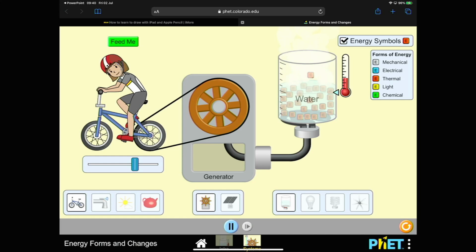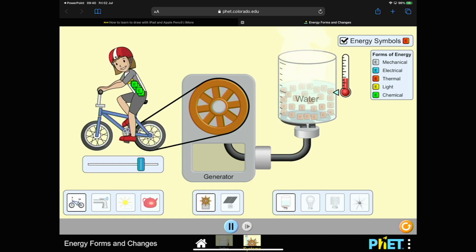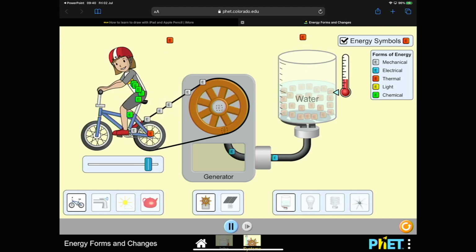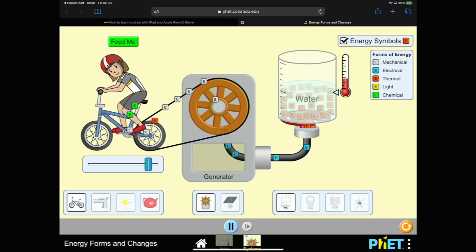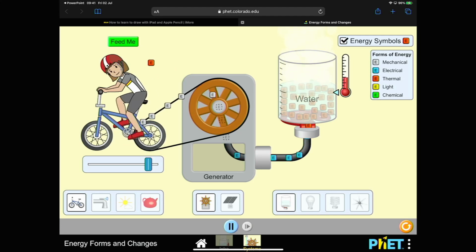that has been generated. Let's feed the driver, the rider of this bicycle, and now you can see more energy, mechanical energy going onto the wheel, being released as electrical energy. The water is heated, and thermal energy released from the water as well as the turning wheels of the bike.